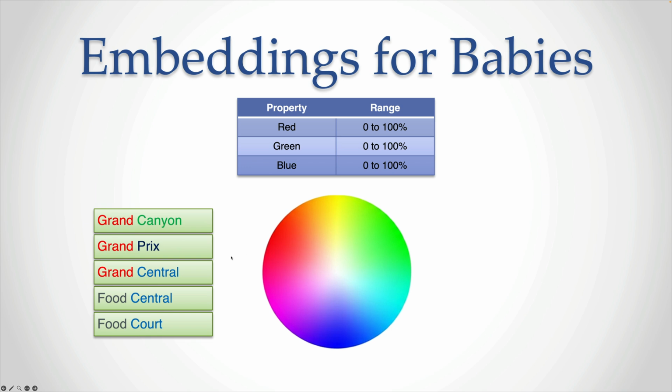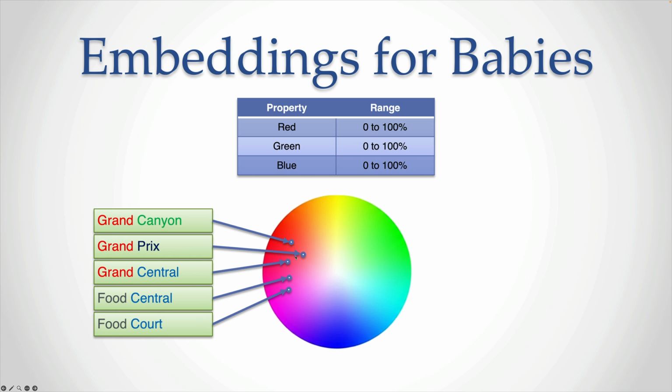So maybe the Grand Canyon maps to that location. Grand Prix maps here, and you get the idea. I map the other ones to their respective locations. Now, because Grand Canyon starts with grand, maybe it has some strong combination of red, and Grand Prix, therefore, also has some combination of red. And so it's closer to Grand Canyon. And you can see Grand Central also, because it has grand, it has some combination of red. And so it's a little bit closer also to the other 2.